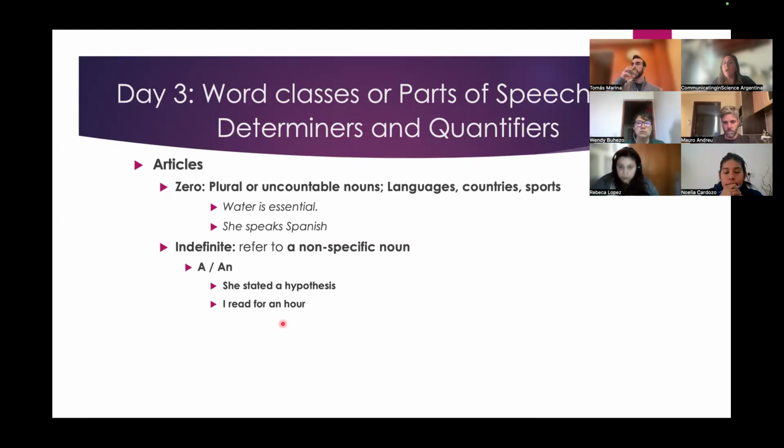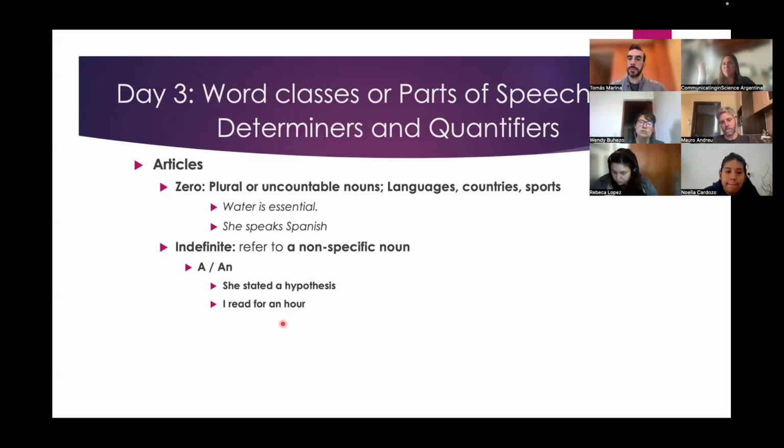It depends on how the next word sounds, how it starts. The clear, usual example is apple. When your noun, your object, starts with a sound like a, you will use an, like in hour. If you say, I read for an hour, it sounds awful.